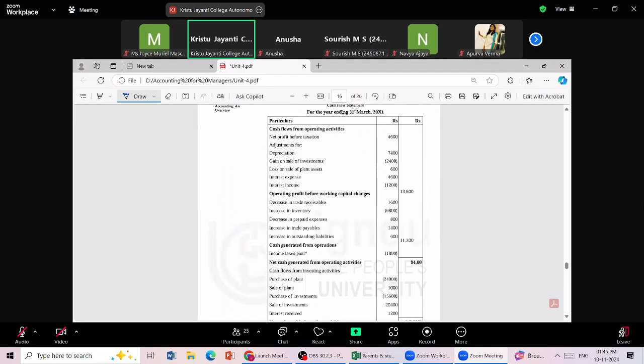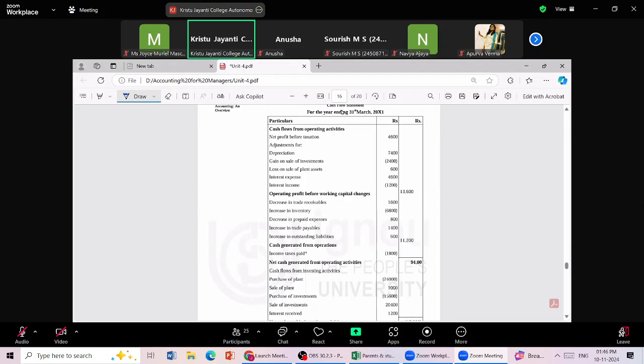If you see here, I think you can understand now. So 4,600 is our profit. Then 2,400 gain, a non-operating item which is already credited, so you need to minus. And loss on sale, you are adding. Interest expense, you are adding. Interest income, you are deducting.